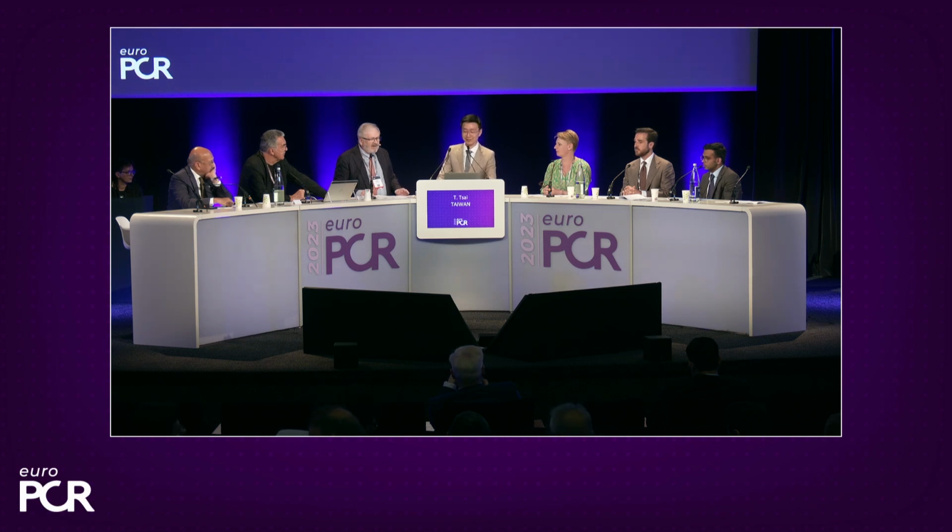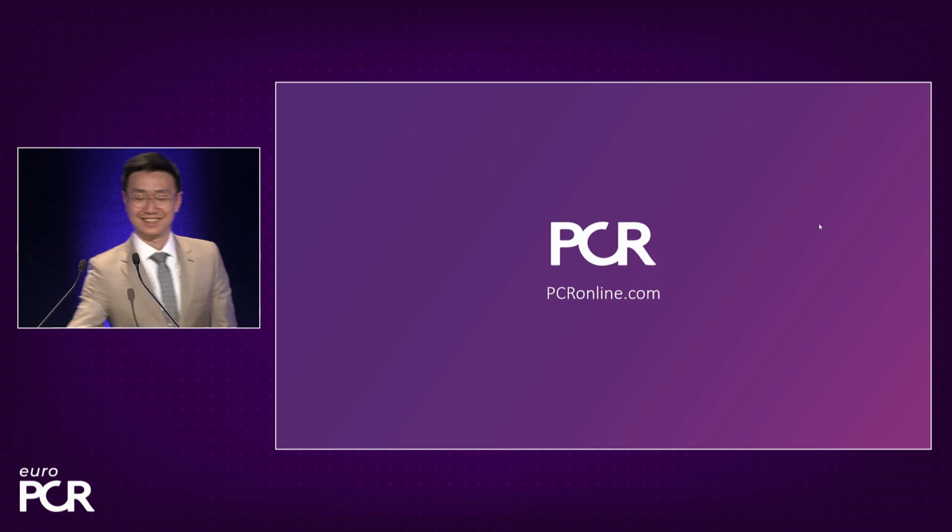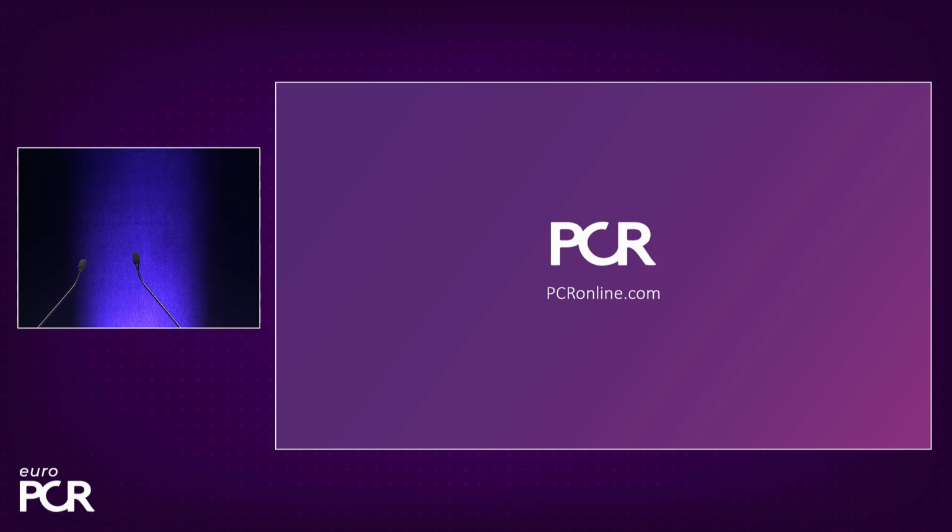I forgot to mention, with an FFRCT PCI planner, we also can calculate how much FFRCT you can get after the PCI. And for this lesion, you can get a 0.94 at LAD middle. That's very important to anticipate a little bit the future. Very good. Thank you very much.